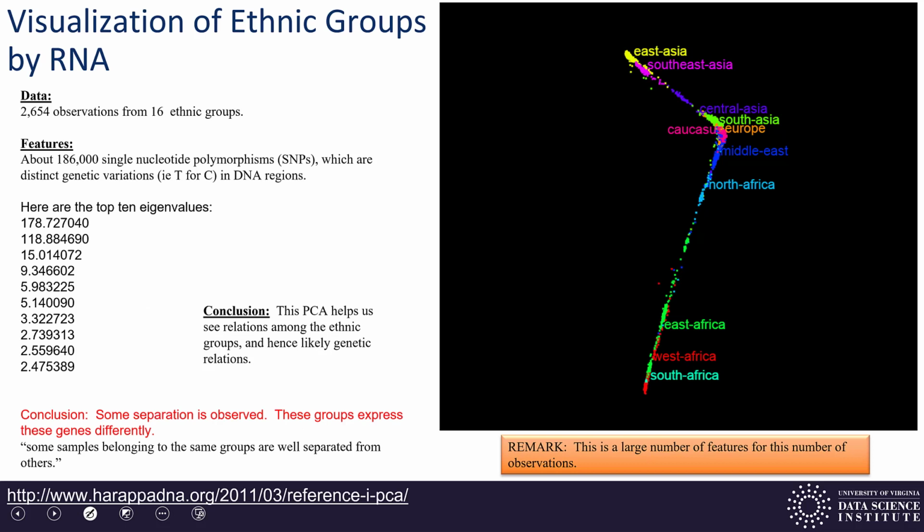Let's look at another example. So this is a visualization of ethnic groups by RNA. So the data is 2,654 observations from 16 different ethnic groups, so 2,654 people. For each person, there is about 186,000 single nucleotide polymorphisms, SNPs, which are distinct genetic variations. So these are switches in genetics that can be measured. So there's 186,000 features. That's a very large number of features.